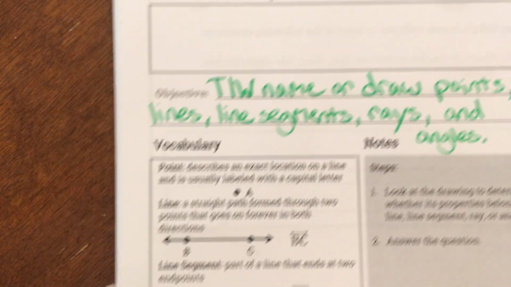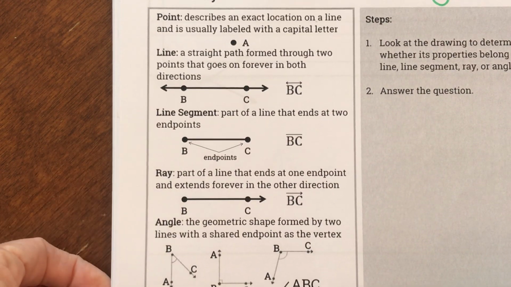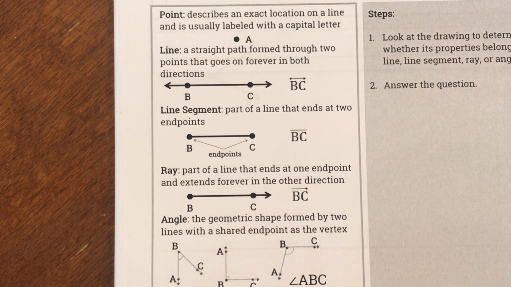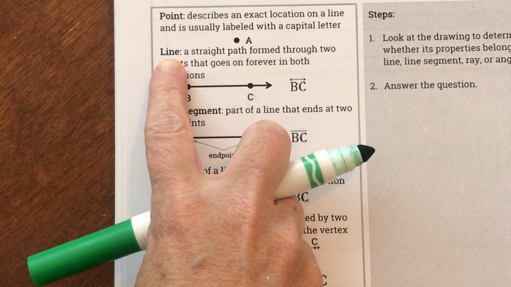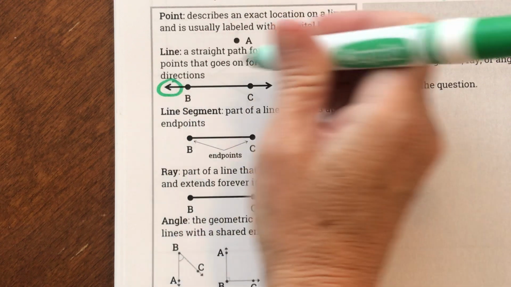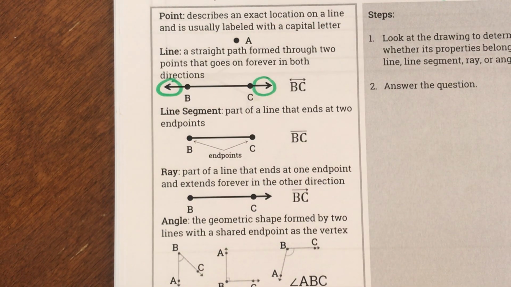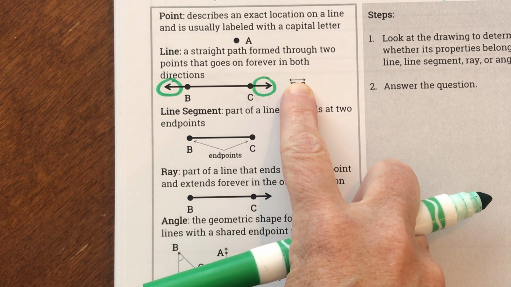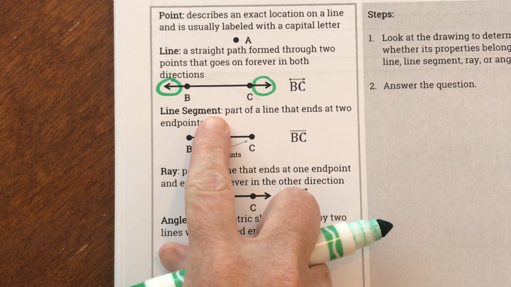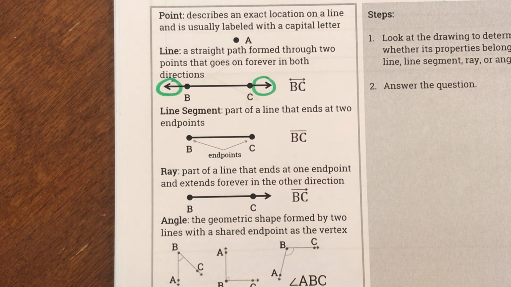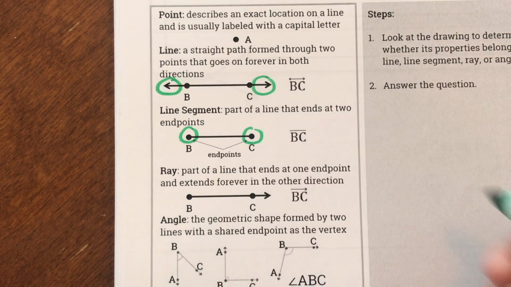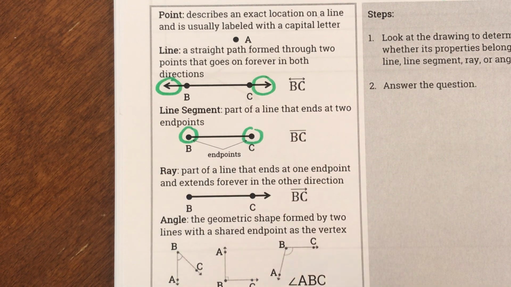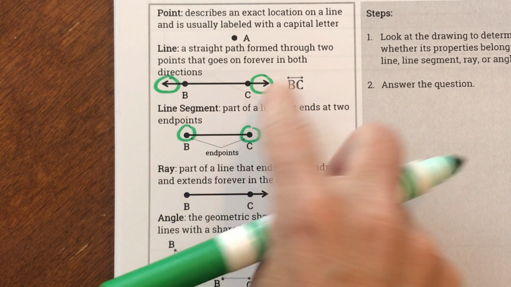Okay, so let's remind ourselves of our vocabulary a little bit. So remember what a point is. It's just the exact location and it's usually going to be a capital letter. Okay, the big part about our line is our two arrows. It goes on forever and ever. And our notation for our line has two arrows also. Okay, remember a line segment means a part of, and a line segment has two end points, and our notation is a straight line.